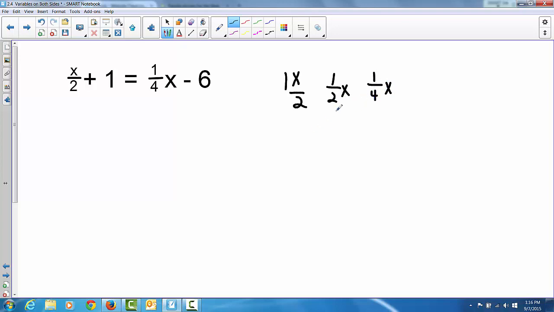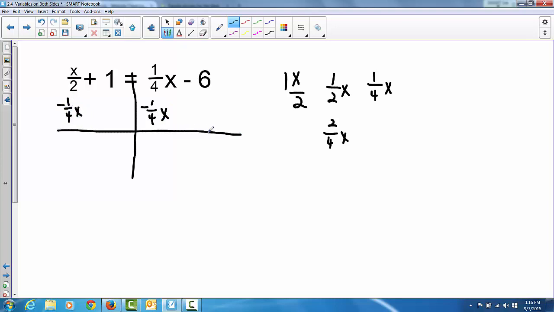Which one's smaller? Well, if we make this into fourths, we've got to multiply everything by 2, so that would give us 2/4 x. So the 1/4 is smaller. So let's draw a line. And we're going to go minus 1/4 x on both sides. Draw a line. That leaves us with 2/4 minus 1/4 leaves us with 1/4 x plus 1 equals negative 6.